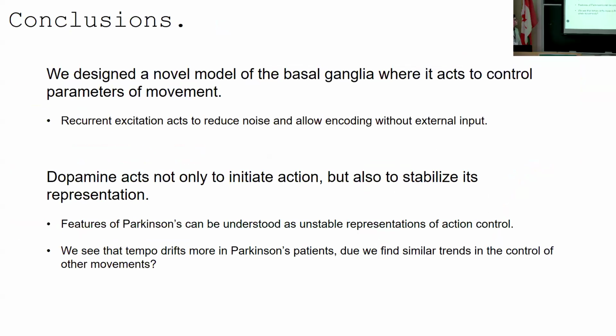So, just some conclusions. We designed a novel model of the basal ganglia where it's not solely involved with controlling what action is performed or when it's performed, but rather how it's performed. We suggest that the recurrent excitation within that circuit, as well as these spreading patterns of excitation, allow that representation to be maintained without external input. And then we suggest that dopamine isn't only involved with initiating action, but also stabilizing its representation over time. Some of the patterns of behavior we see in Parkinson's can be understood as a failure of that system.